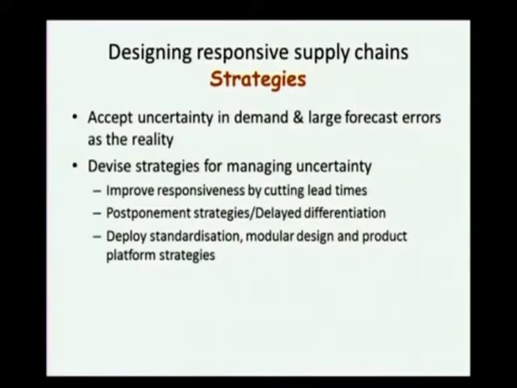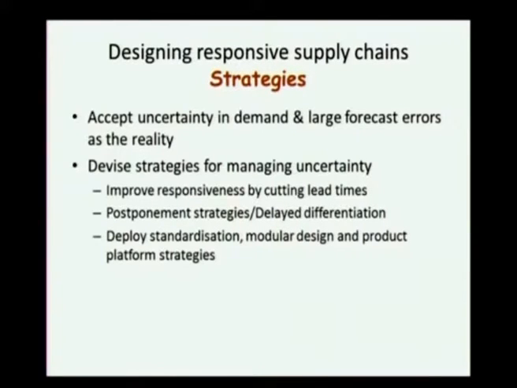Now we will see how responsive supply chains react and what are the things we need to do there. Accept uncertainty in demand and large forecast errors as reality. We have already seen that responsive supply chains are for innovative products, and innovative products show higher variation or uncertainty in demand, and also the forecasts for these cannot be accurate, leading to higher forecast errors.